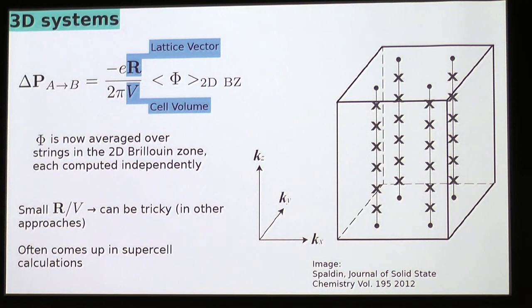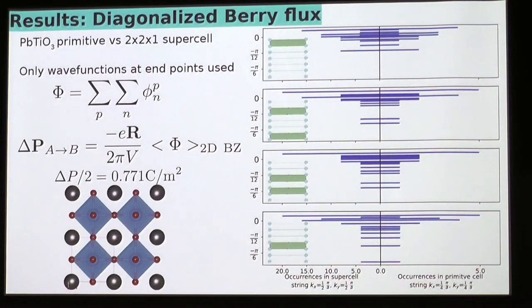So I want to go back to this formula here. We have this lattice vector over the cell volume, and in other approaches, when this factor becomes small, things can get tricky, because a 2 pi ambiguity here leads to very closely spaced allowed values in delta P. And this often comes up, I think Ron hinted at, in supercell calculations, where you go to a supercell and it seems like your problem becomes more difficult. I'm going to show that's not an issue in this approach.